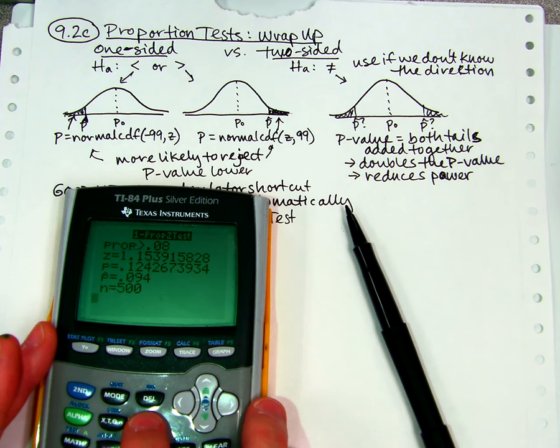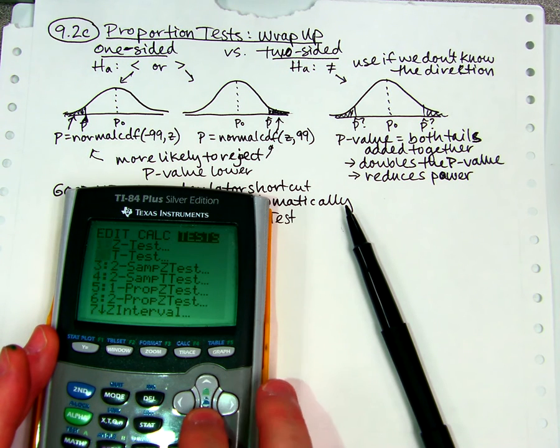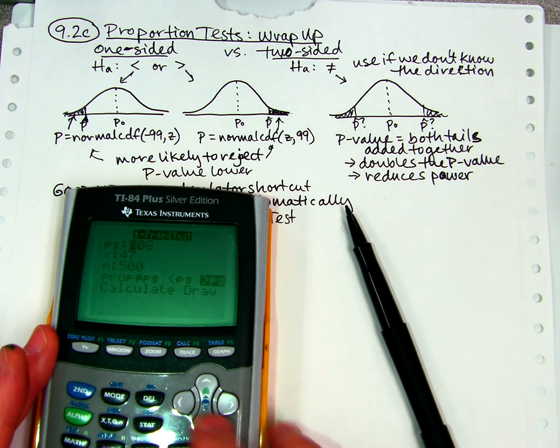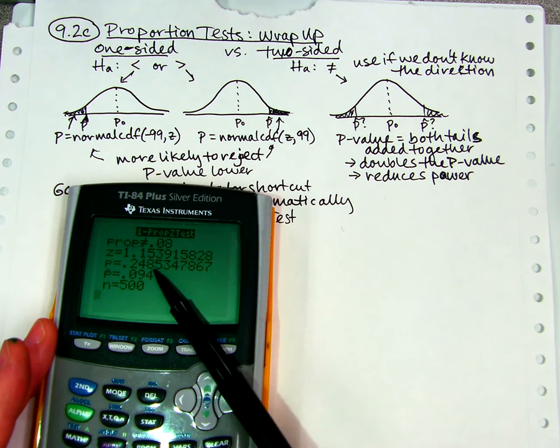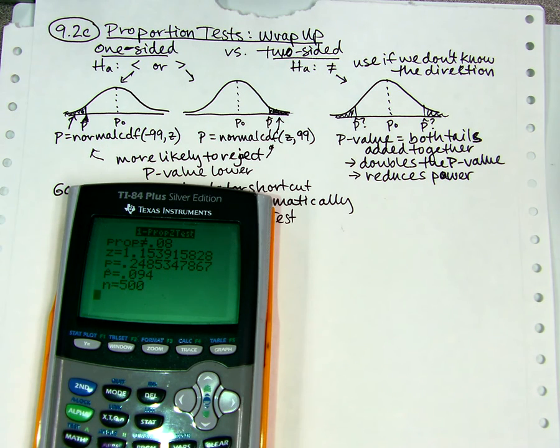But then if I did a two-sided test instead, if I tell it to do a not equals, then my p-value should be double that 0.124, and it is, it's 0.248. It does the doubling for me, so I don't have to worry about that. It also calculates p-hat and reminds you what n is in case you forgot.